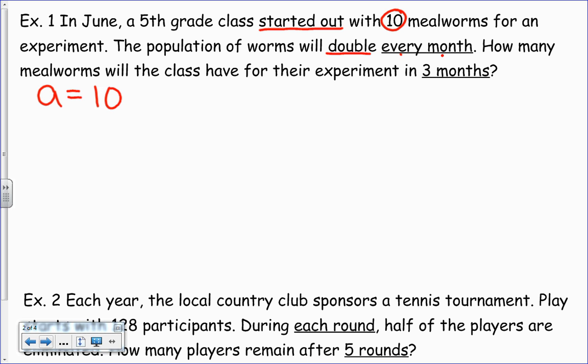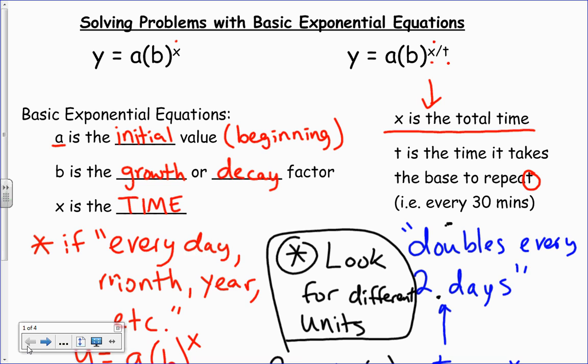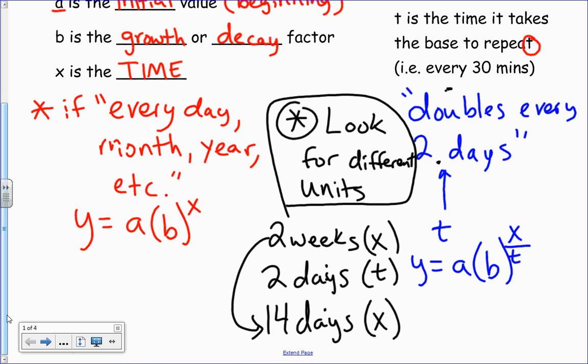Will double every month. So right now we see every month, so we should know that we're using y equals A times B to the X. That's what we said on the slide before here. If every day, month, year, etc., A times B to the X.